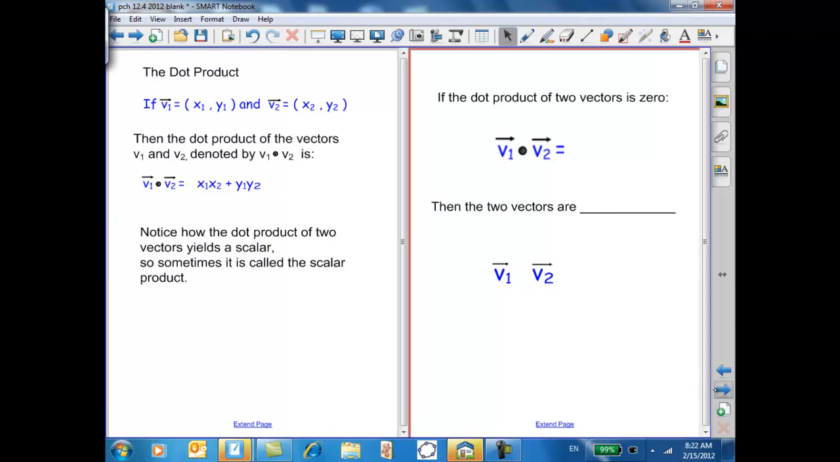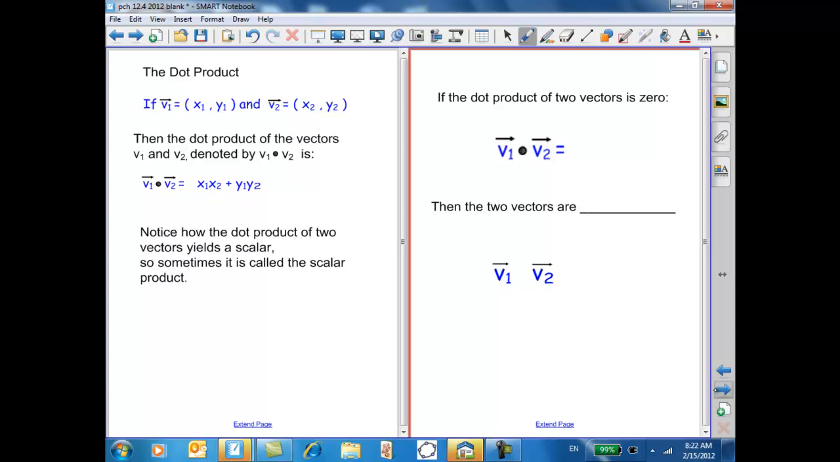If the dot product of two vectors equals 0, you like my dot there? That's substantial. It is not the dot of the decimal point. It is not the dot of a colon or a semicolon. It is the dot of the dot product. It's got to be a little bigger, people, okay?